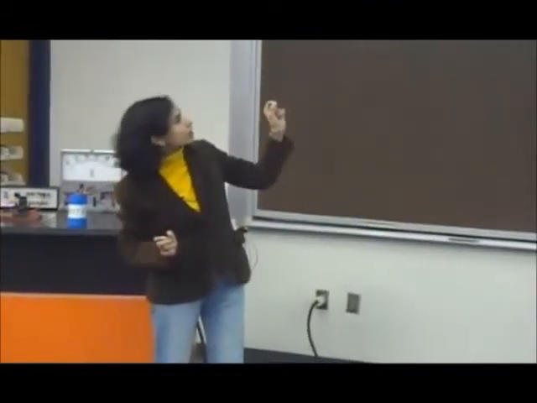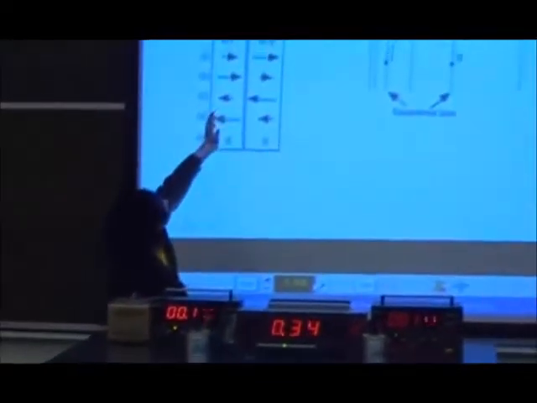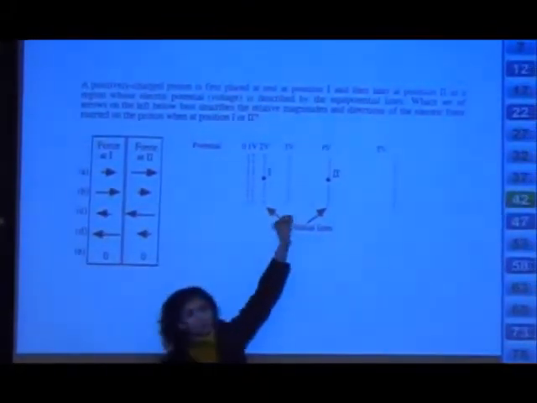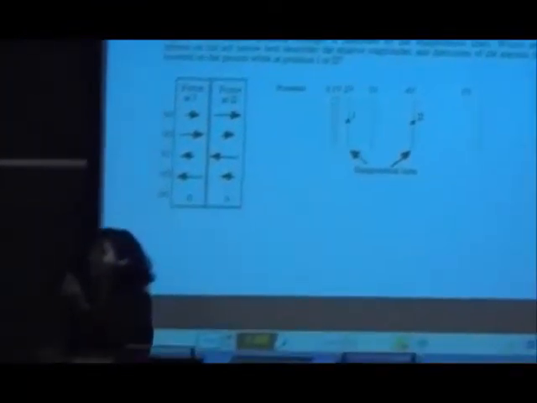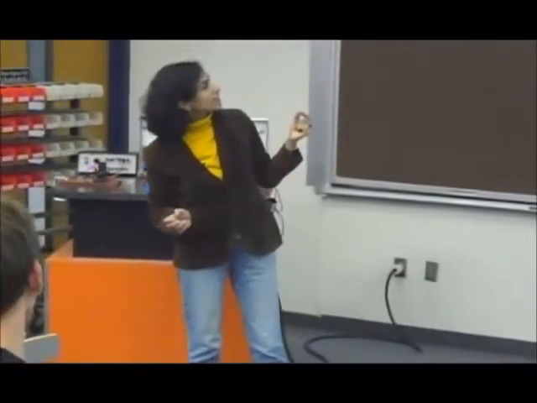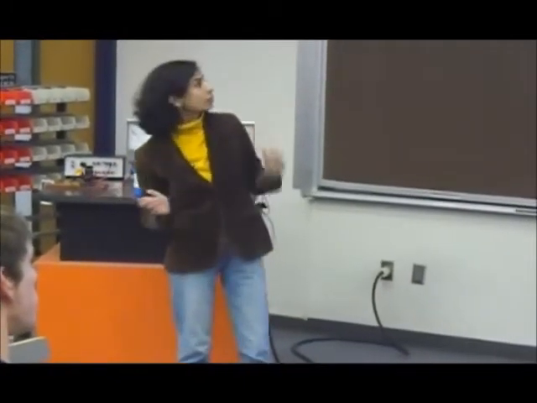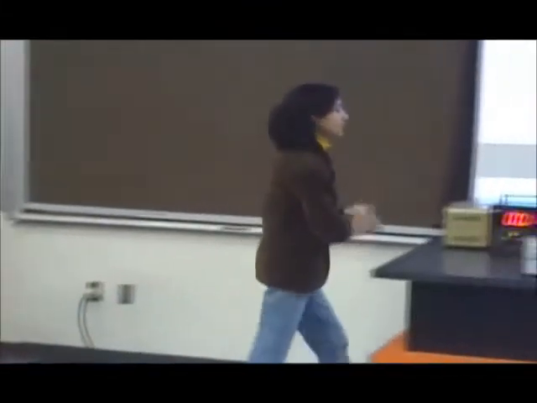The question that you are being asked is, which set of arrows on the left below best describes the relative magnitudes and direction of the electric force exerted on the proton when it is placed at position 1 and at position 2. Okay, so does everybody understand the question? This time your test charge is a proton and you put it at position 1, you put it at position 2, and the question is asking you to find the relative magnitude and direction of the electric force that the proton will feel when it's placed at position 1 and position 2. Everybody should be talking to a person next to them. You have 1 minute to answer this question.